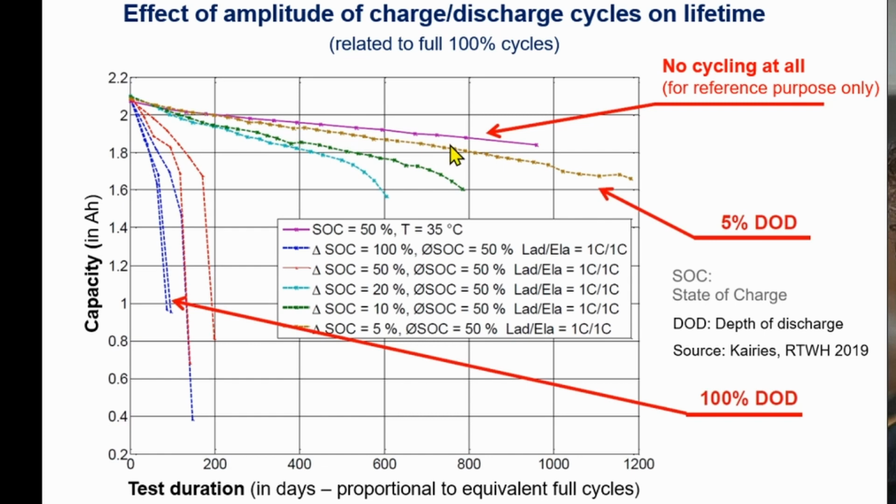Here, this is as a reference. If you don't use the battery at all, this is not realistic. But here you see that at best you have only 5% of charge and discharge. So you just cycle it from 52.5% to 47.5%.